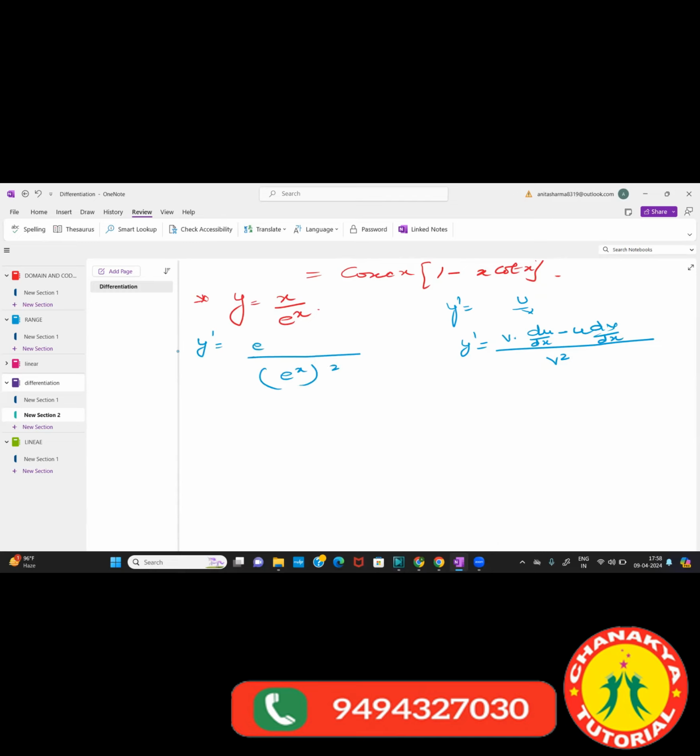Now here the value of u is x and the value of v is e to the power x. So e to the power x as it is, into differentiation of x, minus x as it is, differentiation of e to the power x. So beta, differentiation of e to the power x is always equal to e to the power x. This is the formula, right? And differentiation of x is 1.